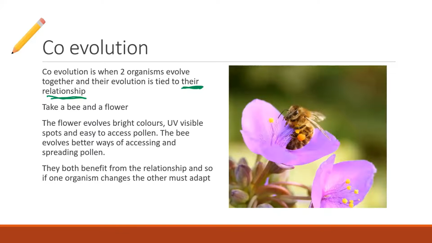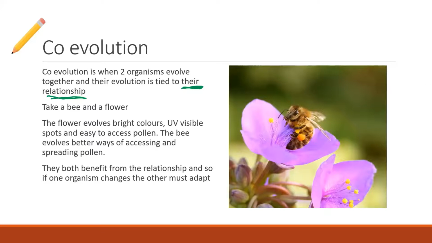So if one organism changes, the other must adapt. Let's just say that for some reason, maybe the bees have an evolutionary thing where a disease goes through and they can't fly, they can't land as easily on the flower, and the flowers will start to suffer.